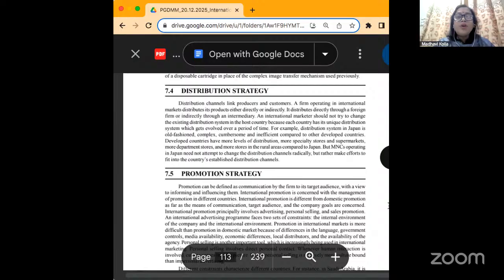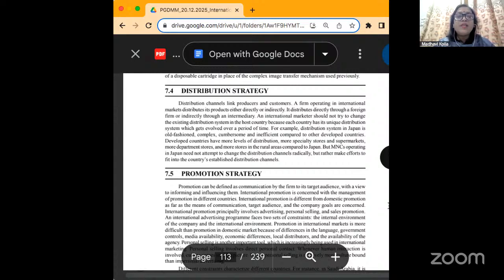For example, the distribution system in Japan is generally considered very old-fashioned, complex, cumbersome, and inefficient compared to many other countries. Similarly, in India also, if you look at the number of intermediaries available in a local market, whether you take bulk drugs as an example, or certain FMCG products, fast moving consumer goods, you see that it is a very, very complex process.